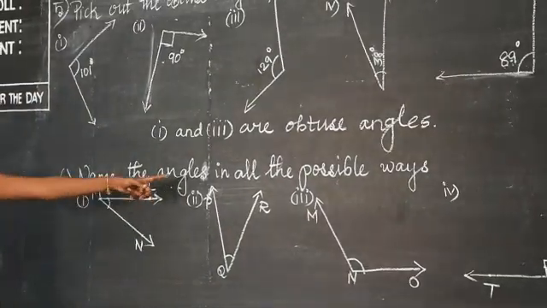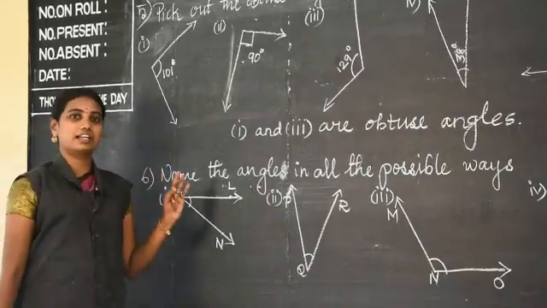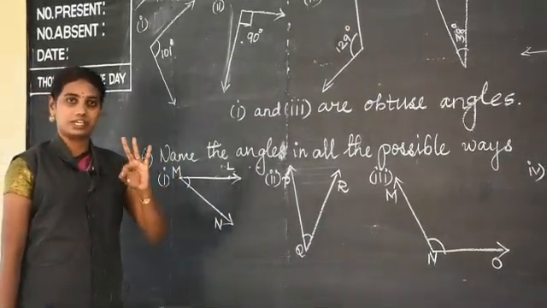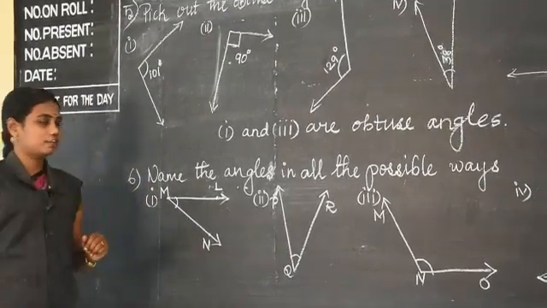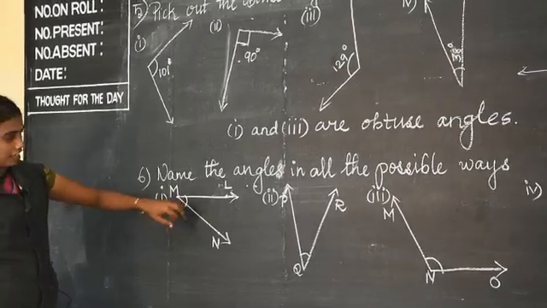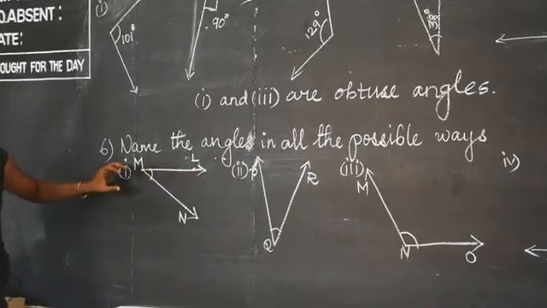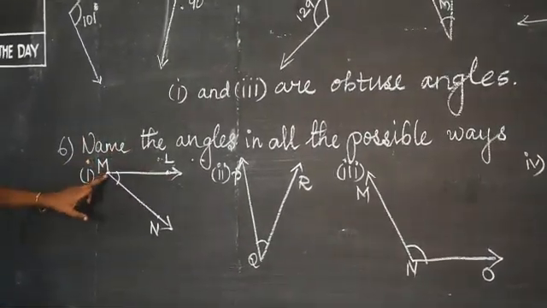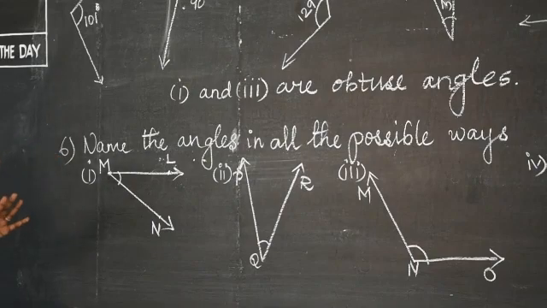Next question. Name the angles in all the possible ways. How many ways of naming angles do we have? We have 3 ways. First find out where an angle is formed. Can you tell if an angle is formed here? No, it is a ray. When 2 rays meet at the same point, there will be an angle formed. So here the angle is formed, and the main letter is M.